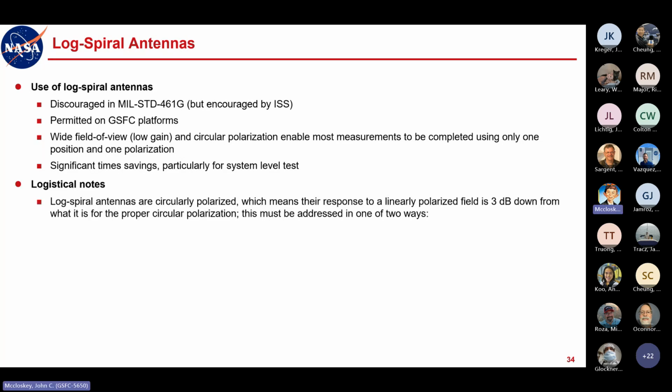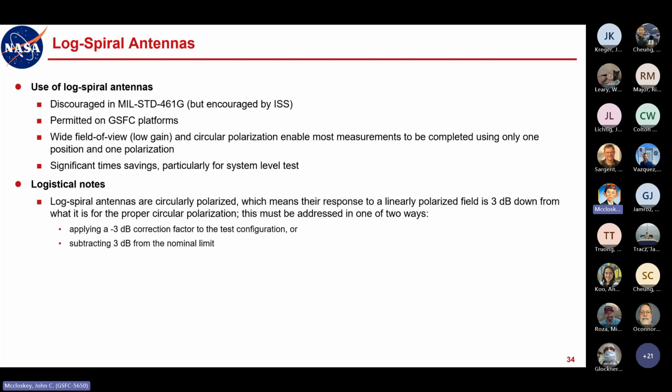So a few logistical notes: the log spiral antennas are circularly polarized, which means their response to a linearly polarized wave is going to be 3 dB down from what it will be for a proper circularly polarized wave. So you have to address this in one of two ways. You can apply a minus 3 dB correction factor to the test configuration, or subtract 3 dB from the nominal limit. One way or another, you just have to account for that.